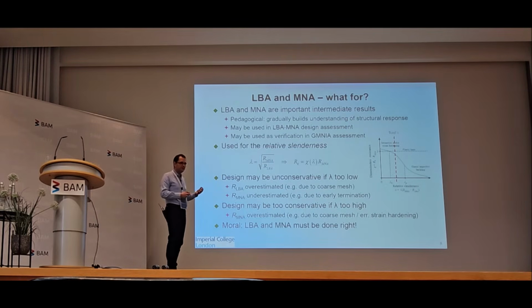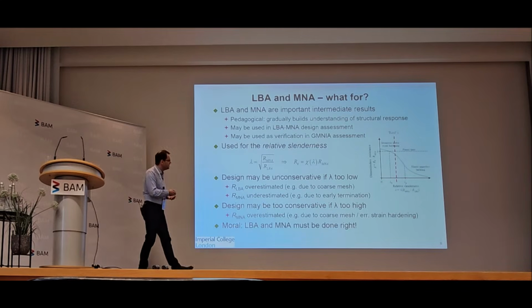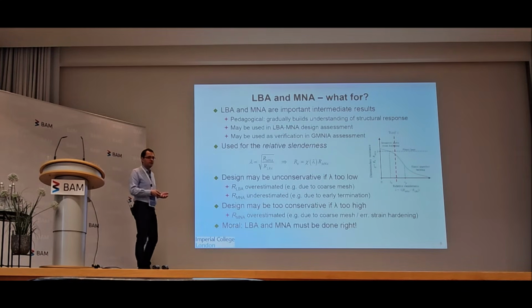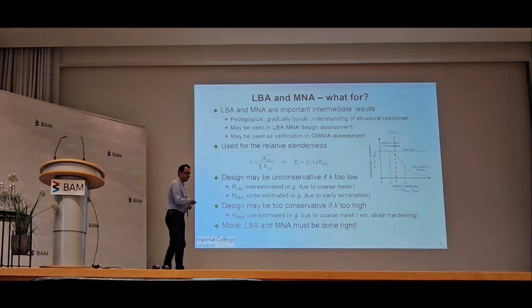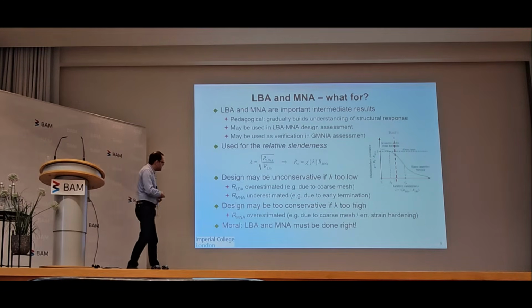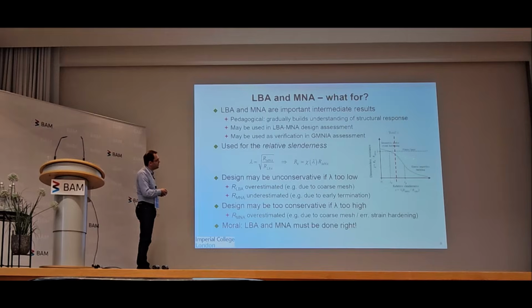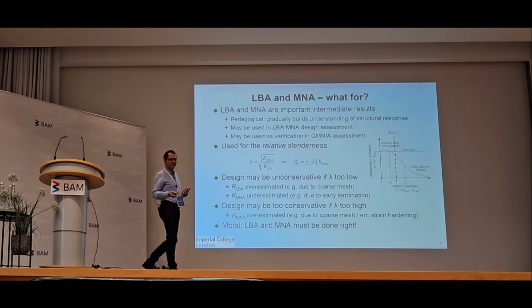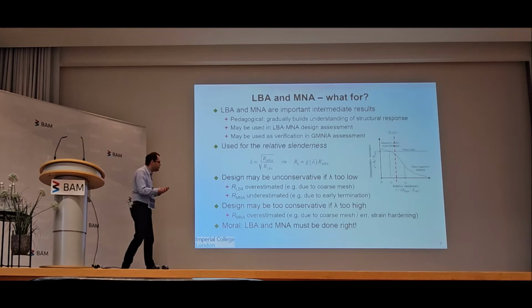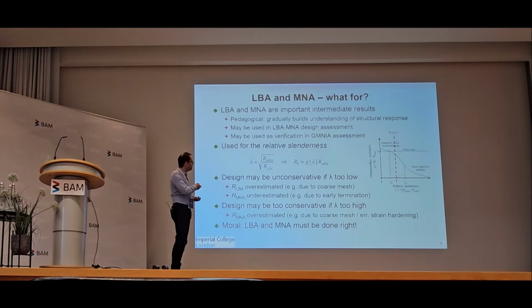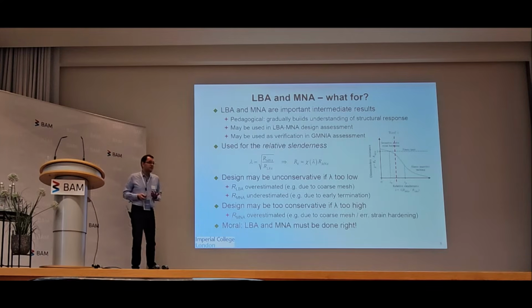You will get a lower slenderness, lower relative slenderness out of your analysis, and this will push you up the curve unconservatively. So that is one sin that can happen. The other one is, if you overestimate your MNA because you have too much strain hardening, then you will overestimate your lambda, and that in turn can give you a result that is much too conservative. So neither is good. The moral of this really is that the LBA and the MNA matter if you're going to feed them into this design check, and they must be done right.